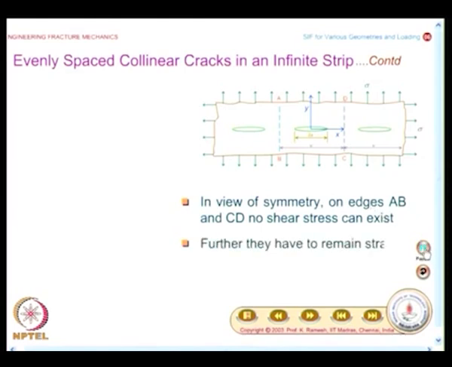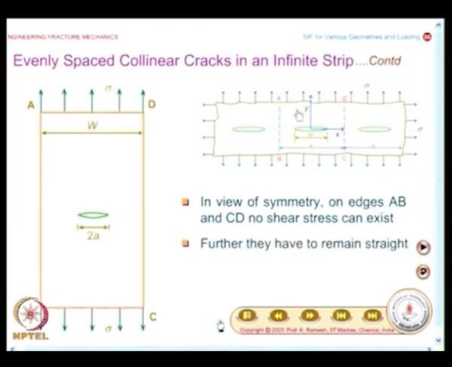Now, take up lines AB and CD, which are in between the cracks. And what would happen to lines AB and CD? Because of symmetry, on edges AB and CD no shear stress can exist. For all these cases I would like you to make sketches, that is the reason why I am talking slow. You should be able to draw the sketch and also assimilate the concept and discussion.